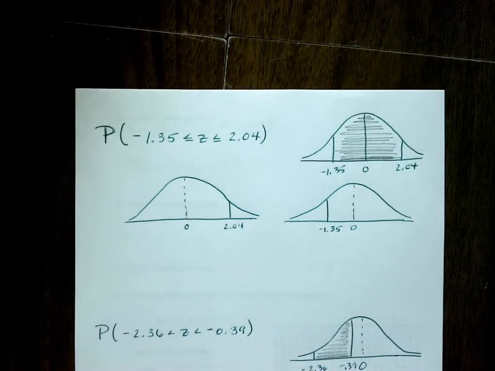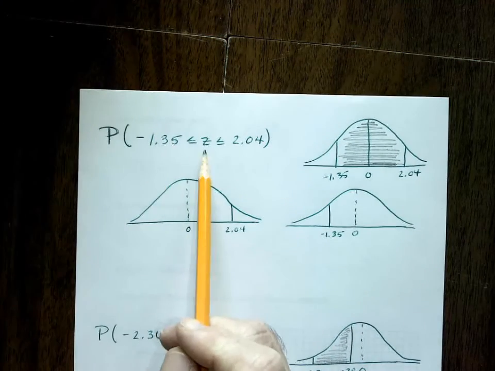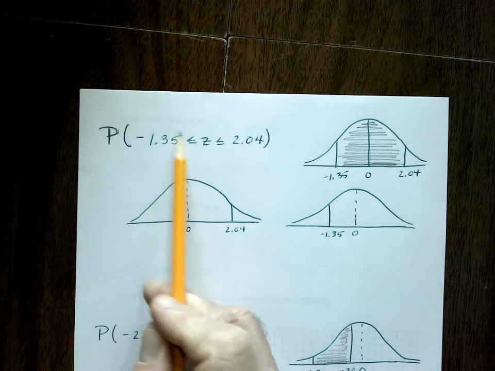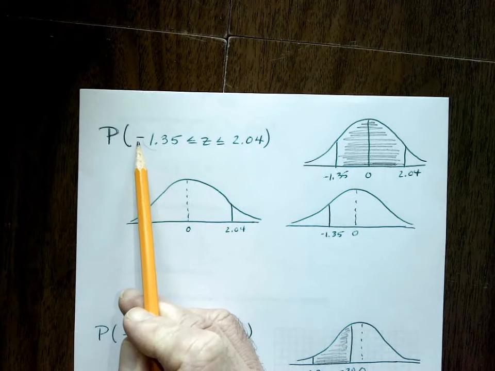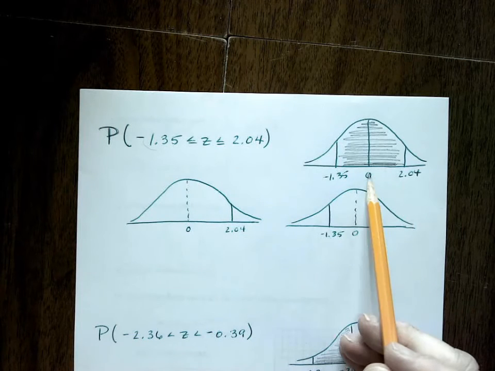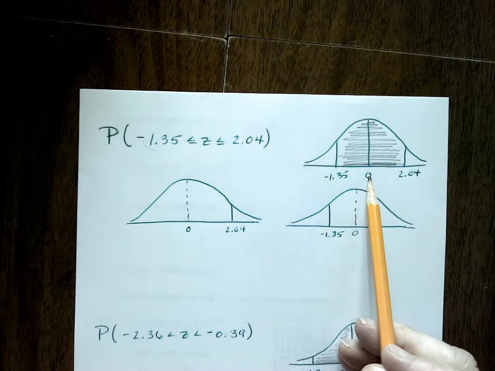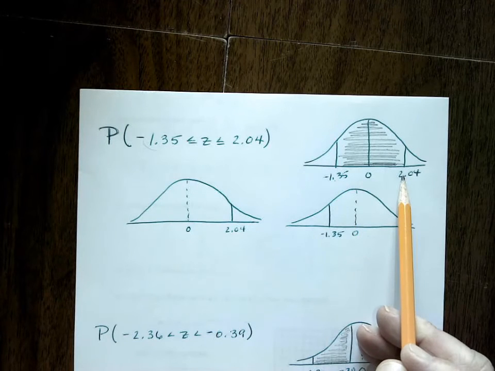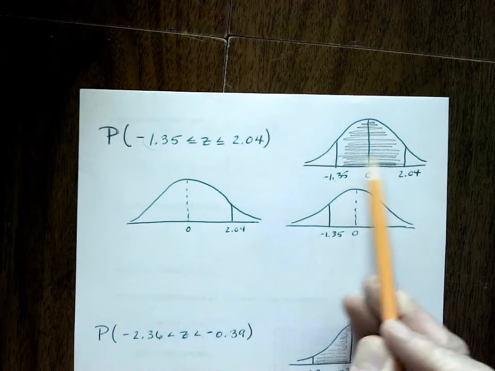So the first example I want to look at is the probability that z is between 1.35 standard deviations below the mean, the negative tells me it's below, and 2.04 standard deviations above the mean. And here's my picture. My mean, of course, would be 0 because that means I'm 0 standard deviations above or below. And there's the negative 1.35, the 2.04, and it's this area in between.